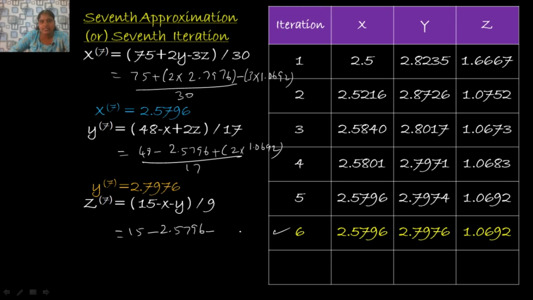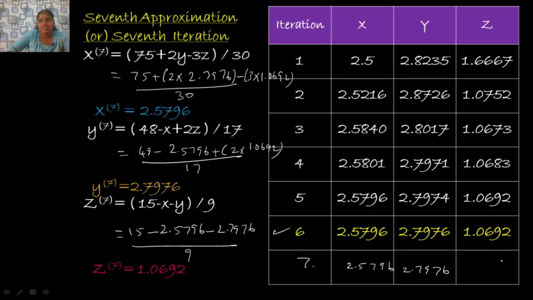x is 2.5796 minus y value is 2.7976, and divide this by 9. Simplifying this you get 1.0692. So in the seventh iteration we get the value of x is 2.5796 and y value is 2.7976 and z value is 1.0692.